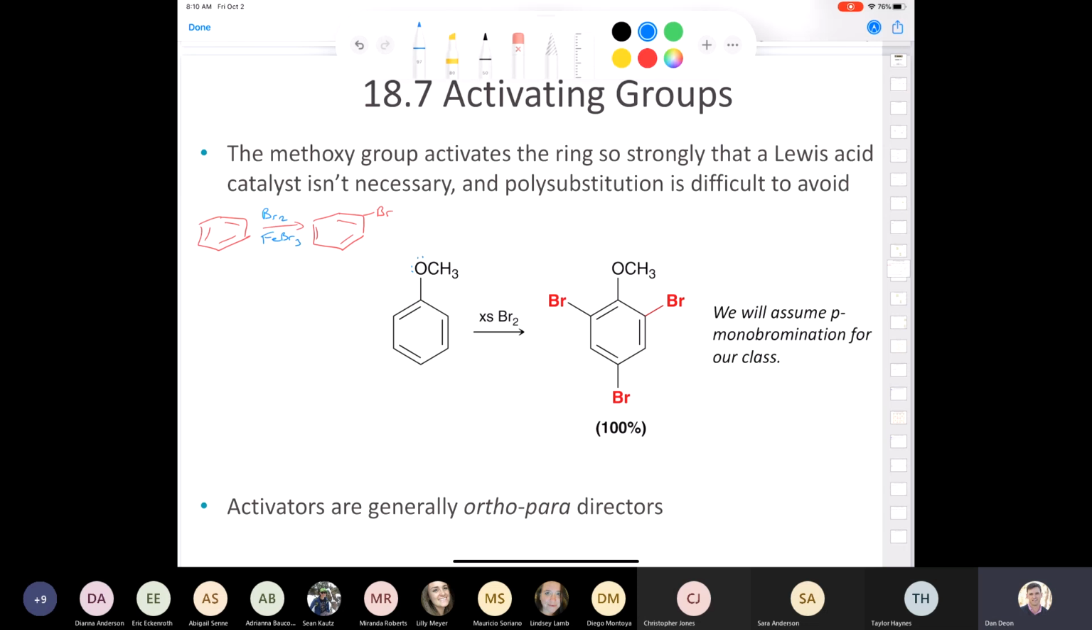Now, something you notice here is that when you take anisole, here's our anisole molecule, and you treat it with excess bromine, you only get bromination at the ortho positions and at the para positions, right? We get nothing at the meta position. And that's a generality, a trend that we see here. It says activators are generally ortho-para directors. Now, activators are usually electron donating groups, so we could put here in brackets, electron donating groups like that are, generally speaking, going to be ortho and para directors.